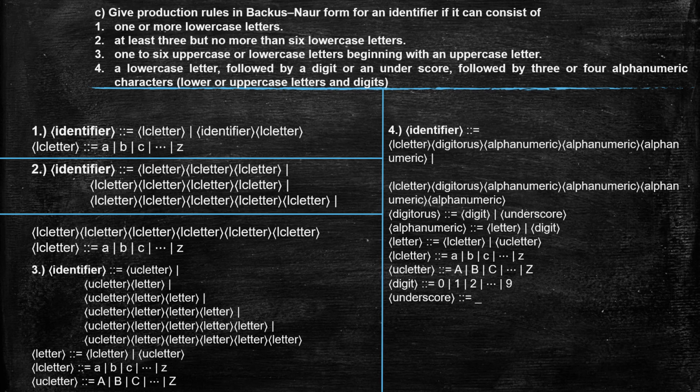This is the solution. First, identifier. Identifier is I letter. I letter equals a, b, c to z. Second, identifier, which is I letter. Third, which is also an identifier. And the fourth one, which is also an identifier. This is the solution for the given problem.